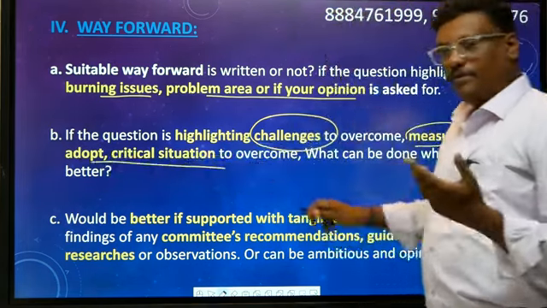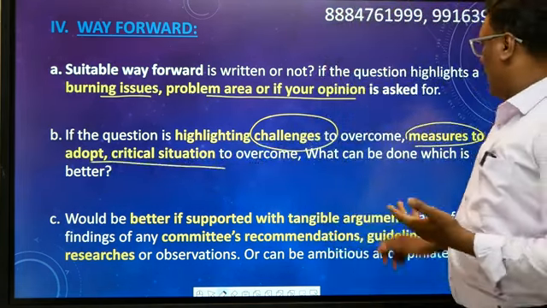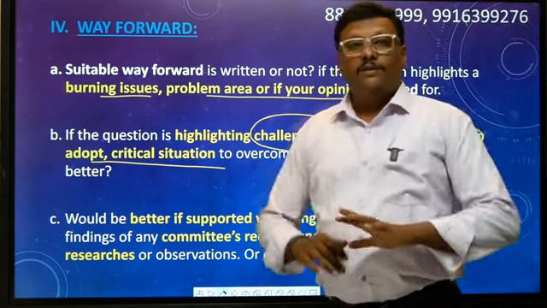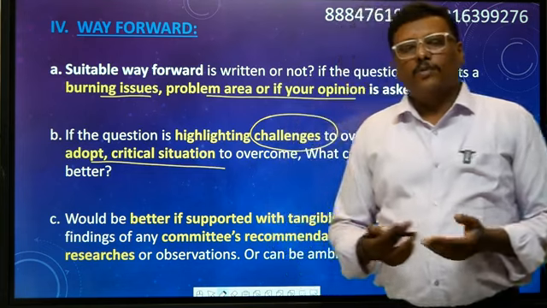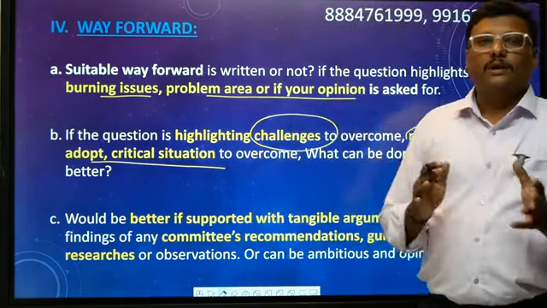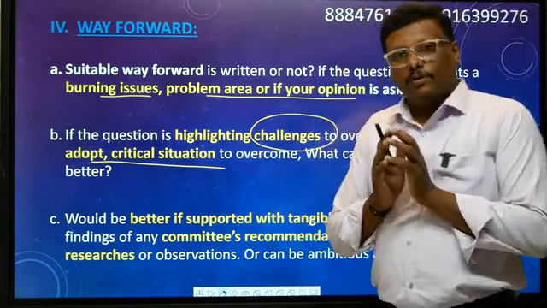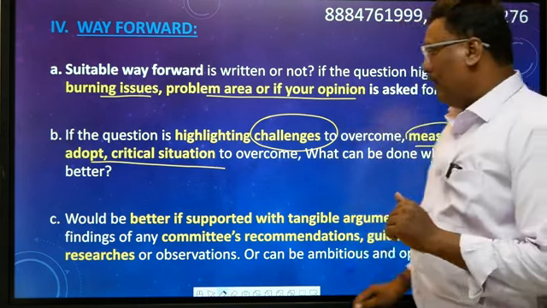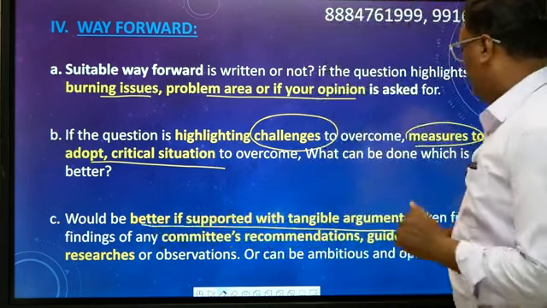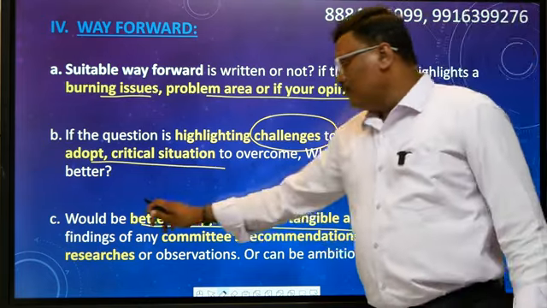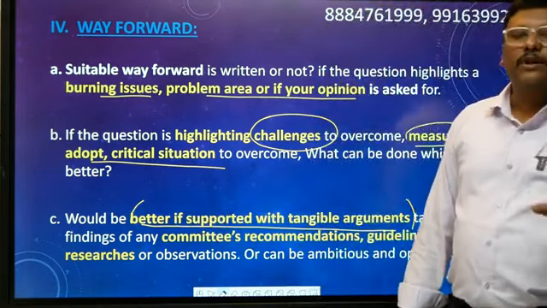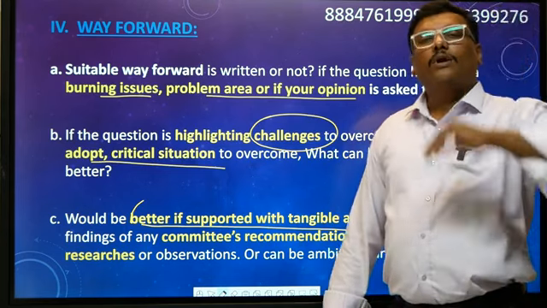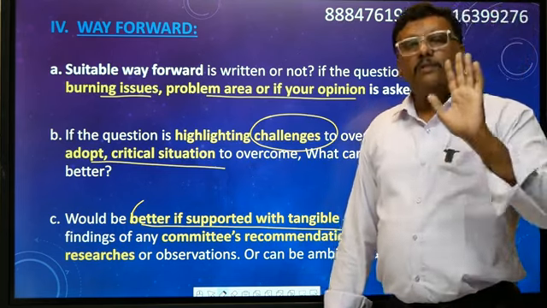So what are the measures you are adopting, any critical situation to overcome, and what can be done which is better than the given solution. Whatever the way forward, whatever the solution you provided, it can be even better, probably something like a culmination of whatever observation you have done in the answer, right? Next, it would be better if supported with tangible arguments. So way forward is always to be written carefully, right? When you're writing way forward, especially in ethics, it should not be overtly ethical. It should be pragmatic also.